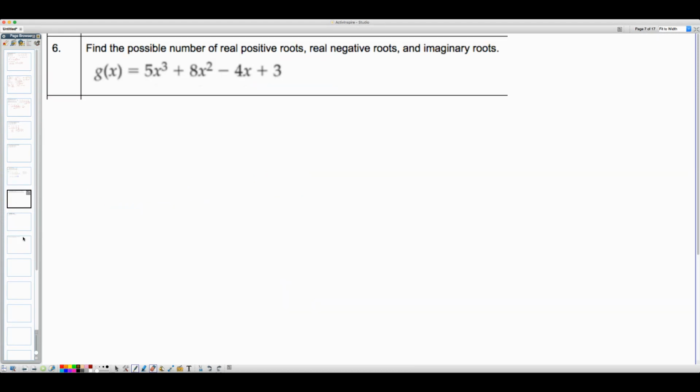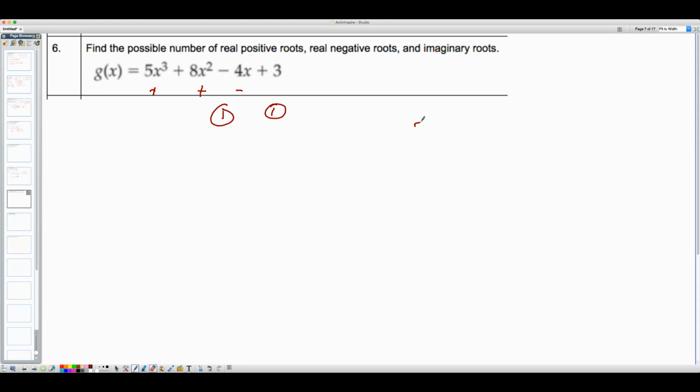A couple more examples. Find all the possible real roots, possible negative roots, and possible imaginary roots. It's been a while since I've done this. I don't know if I'm going to be able to do this or not. If x is a positive number, this is a positive. This goes to x is a positive, this is still a positive. If x is positive, this is a negative. That's one change of sign. And then it goes to a positive. That's another change of sign.